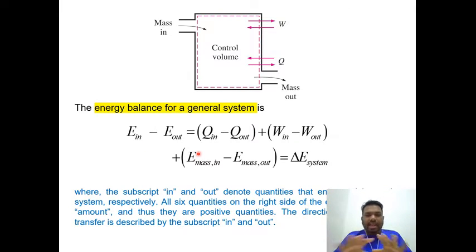So we try to expand the previous equation. You already know Q in and Q out, W in and W out, and E mass in and E mass out. So you have three things. You are taking each element and dividing it into two: Q in, Q out, W in, W out, E mass in, and E mass out. So you can come up with this energy balance equation.